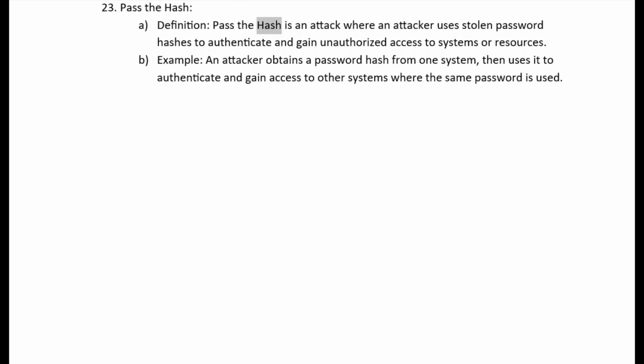Pass the hash. Definition: pass the hash is an attack where an attacker uses stolen password hashes to authenticate and gain unauthorized access to systems or resources. Example: an attacker obtains a password hash from one system, then uses it to authenticate and gain access to other systems where the same password is used.